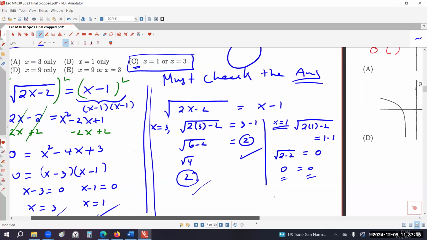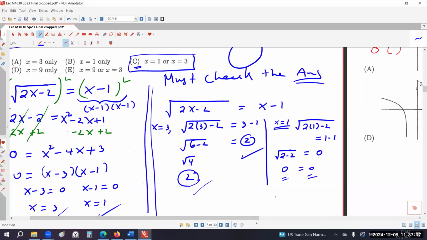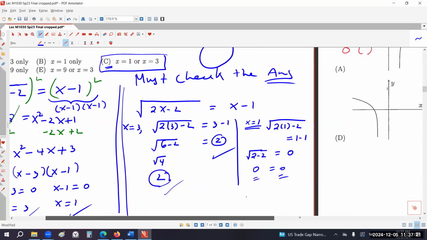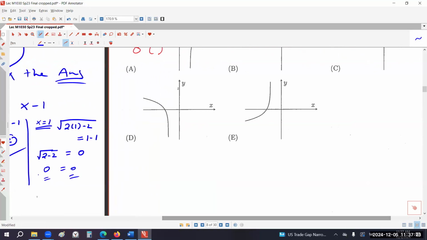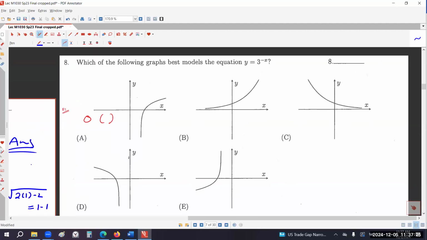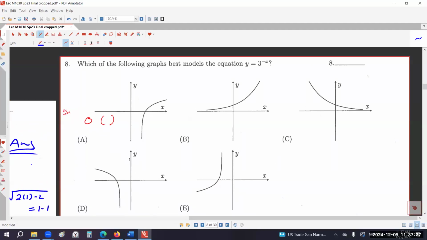Are you guys done? Done. The equation is y equals 3 to the negative x. Which one?